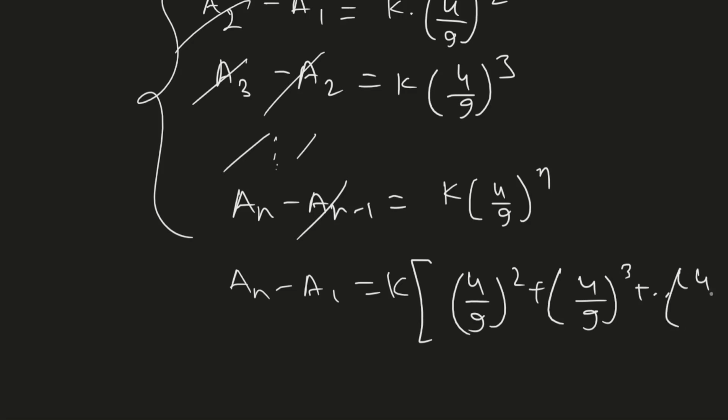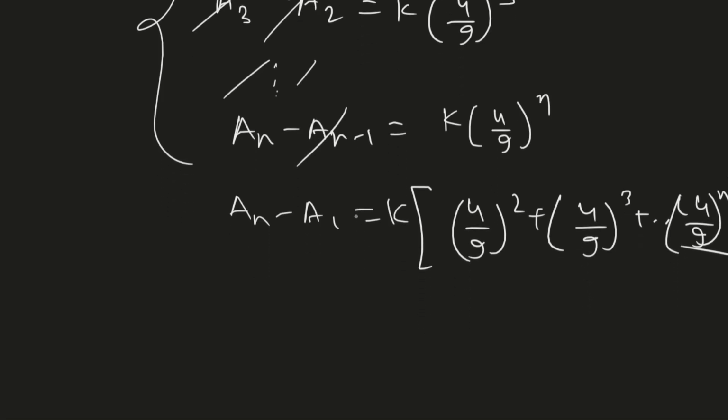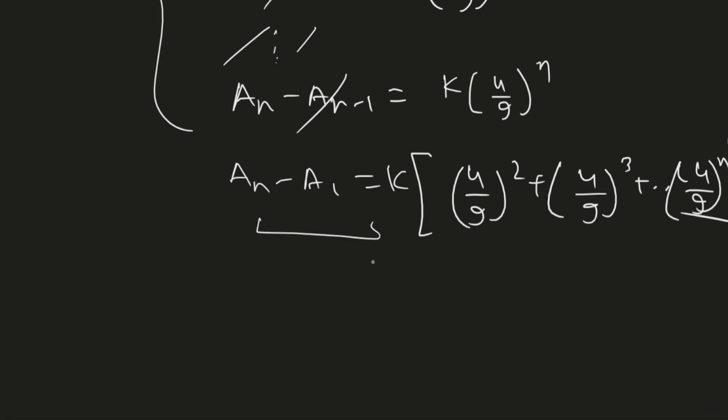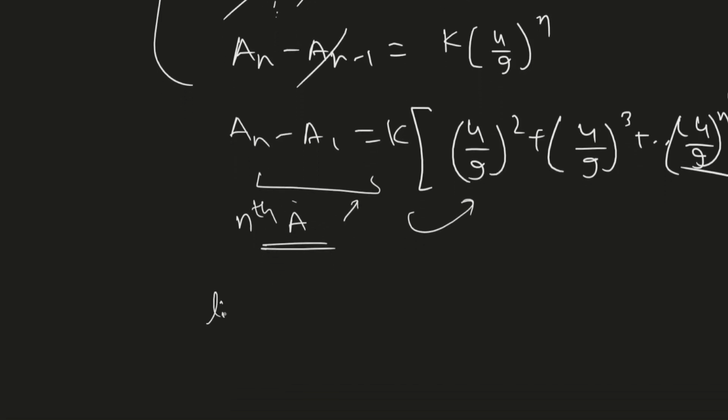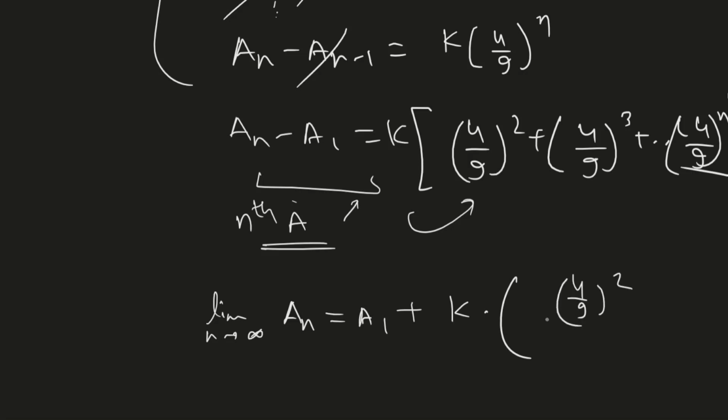And I can just use this, and I don't even need to because finding the function of the nth area would be a long process, and I think that's pretty obvious by now how to find. So I won't do that. I would just clearly jump to the limit n tending to infinity of An, which would be the infinite perimeter area. It would be A1 plus k times this whole thing, 4 by 9 square divided by 4, and this.